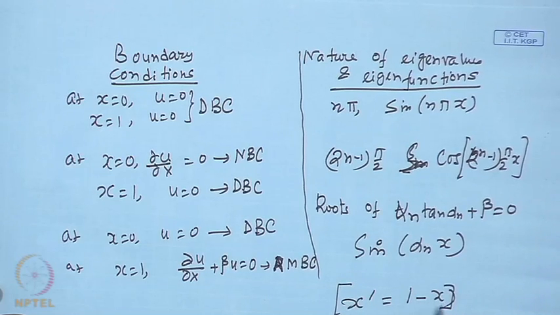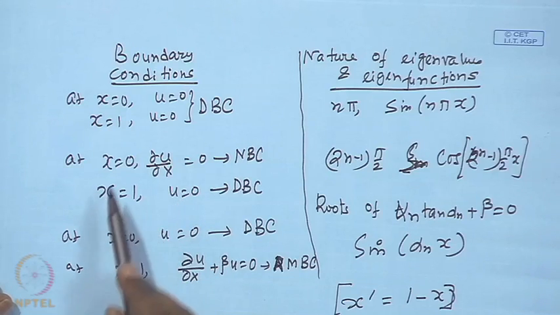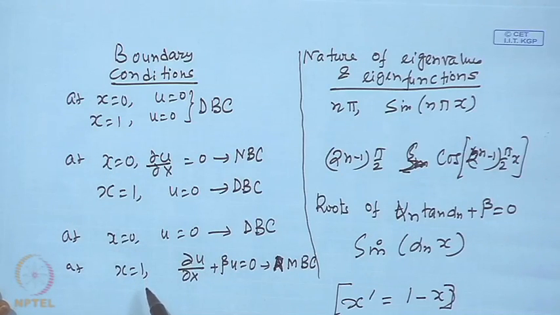If we define a new variable x prime is equal to 1 minus x, these boundary conditions will be reversed and they will fall back into this fixed category. Then we can directly apply the eigenvalues and eigenfunctions as the solution. I will just demonstrate whatever I am saying by a small example.